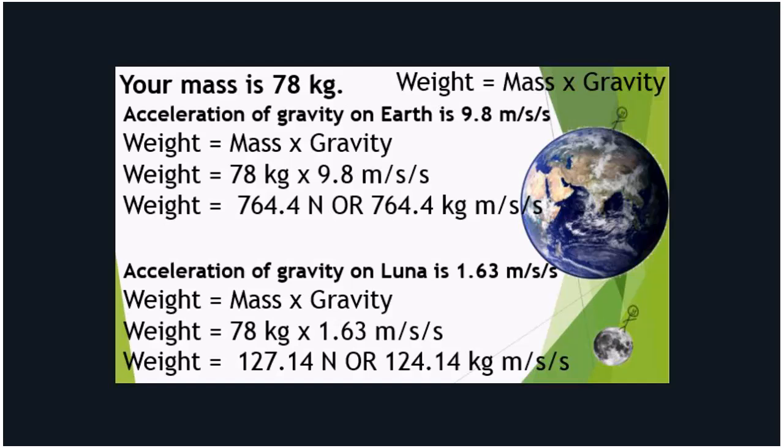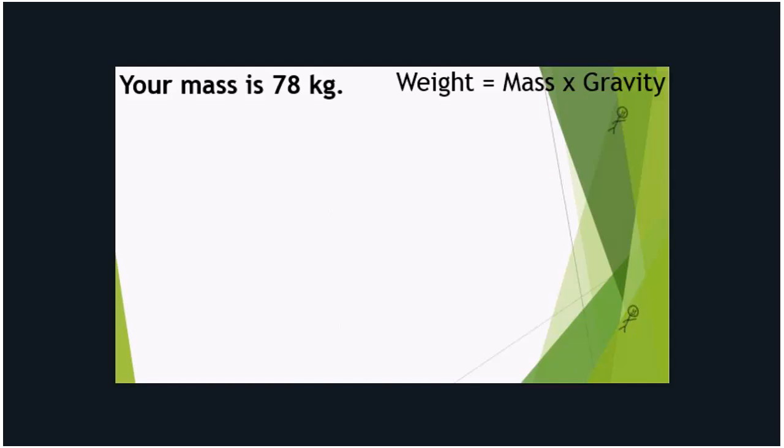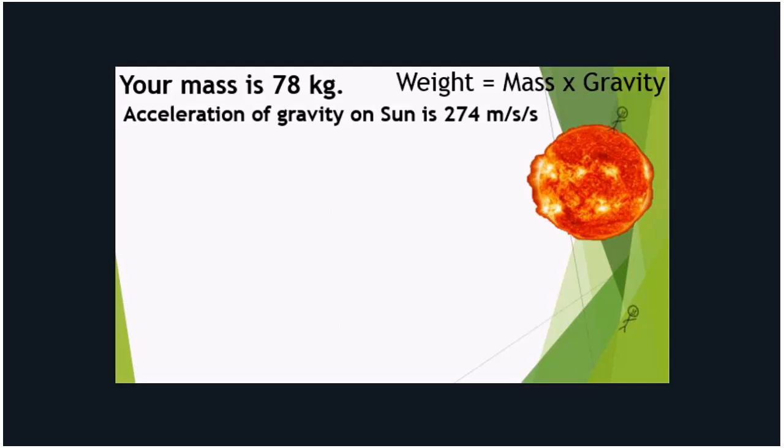So thinking about this compared to the largest or most massive star we have in our solar system, that is the sun. The acceleration of gravity on the sun is 274 meters per second, which is way, way bigger than that on the Earth. Meaning if I dropped a pencil, 1 second later it's going 274 meters per second. That could do a lot of damage.